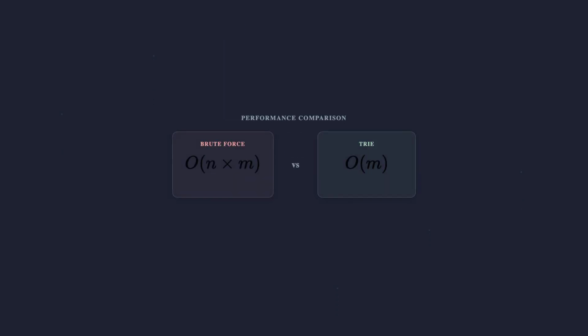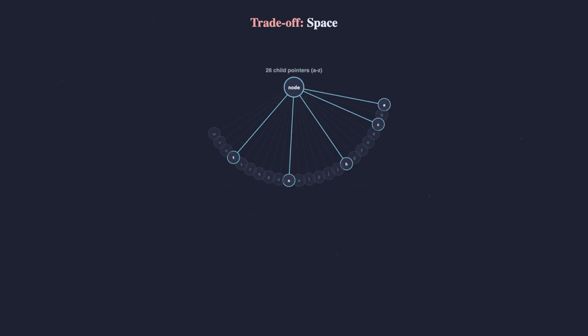Compare this to the brute force approach at O of N times M, where N is the dictionary size. That's a massive improvement. But there's a trade-off: space. Each node in a basic trie can have up to 26 children for English lowercase letters. Most of those slots will be empty, meaning we're allocating memory for pointers that point to nothing.